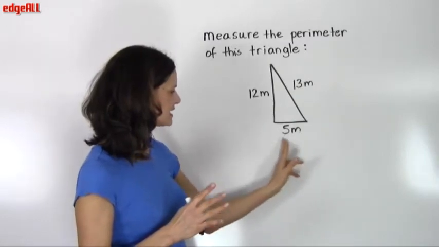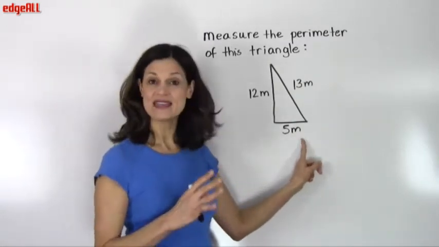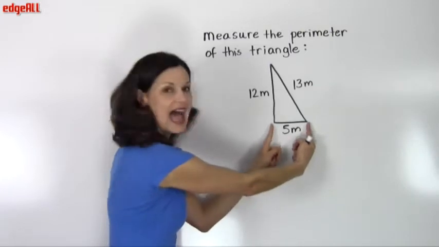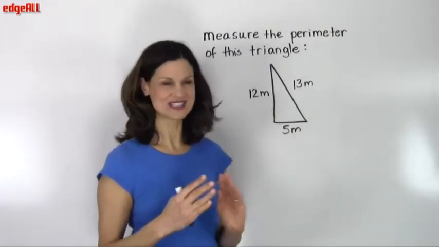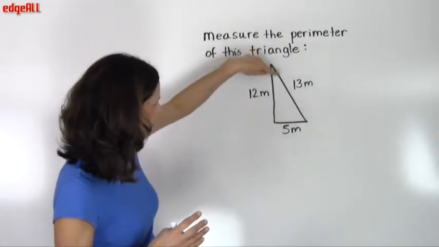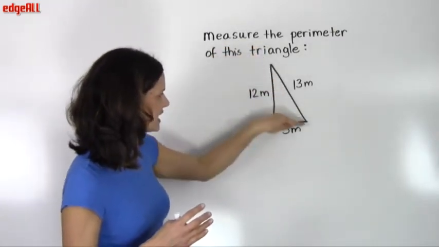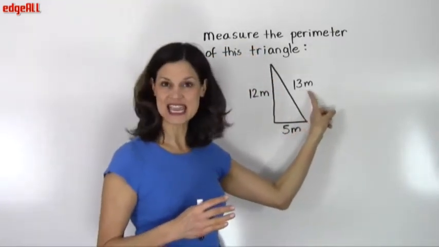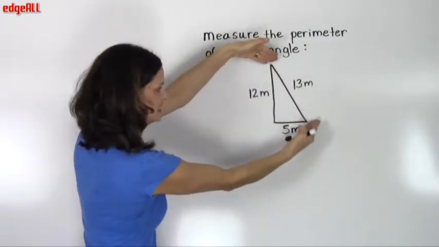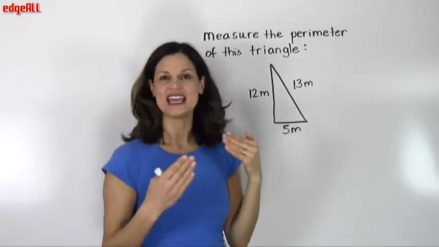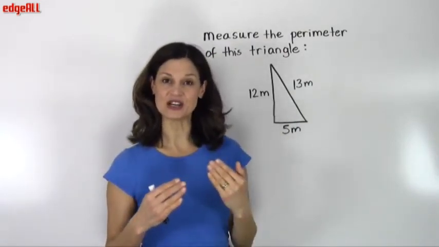When I see a 5M, that tells me that this side of the triangle has a measurement of 5 meters. And on my third side of the triangle, I see a 13 and an M, that tells me that the measurement of this side of the triangle is equal to 13 meters.